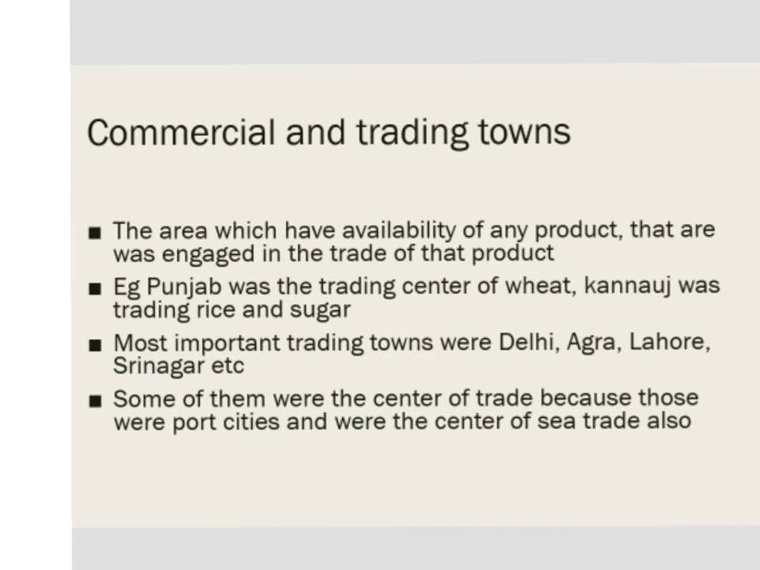Most important trading towns were Delhi, Agra, Lahore, Srinagar, etc. That means there were also other trading towns. But if we talked about Punjab and Kanauj, these were simply examples. Some of them were the center of trade because those were port cities and were the center of sea trade also.